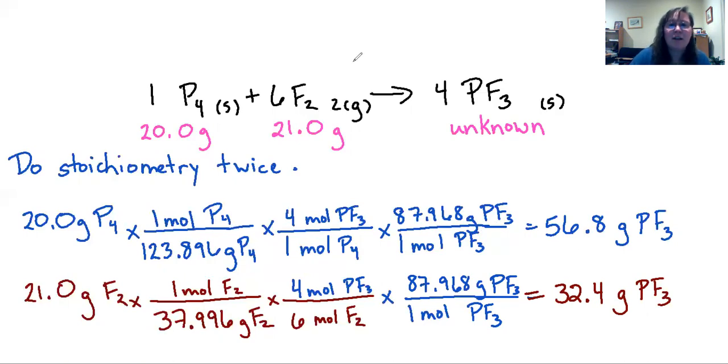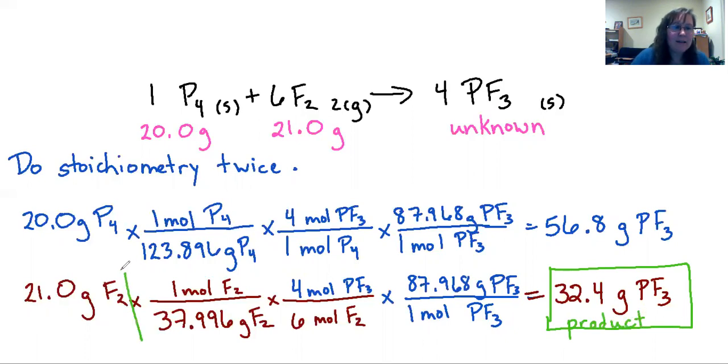Now, if you're using this method, you'll see that you have two answers. And the key here is which one do you pick? Well, we always pick our lower value. So this is the answer. This is our product. And this is our limiting reagent.